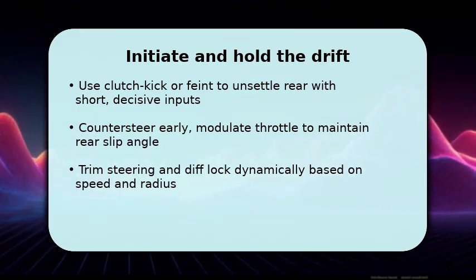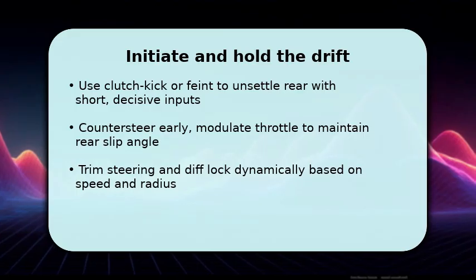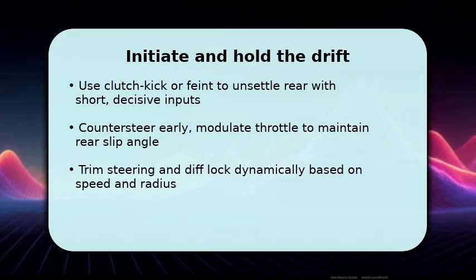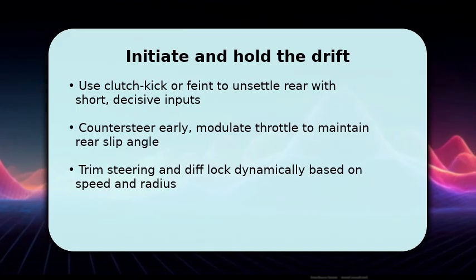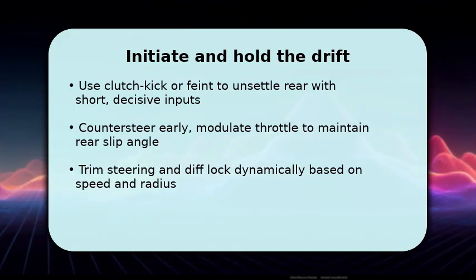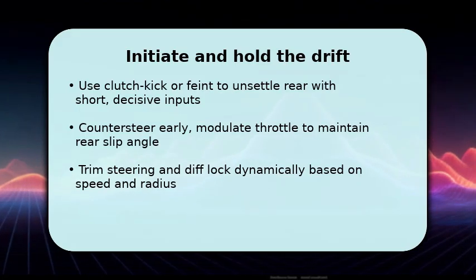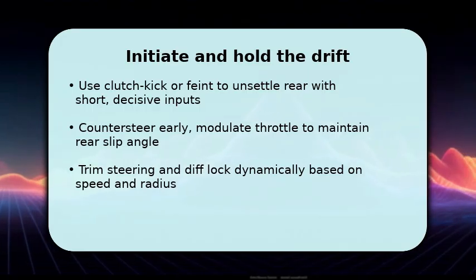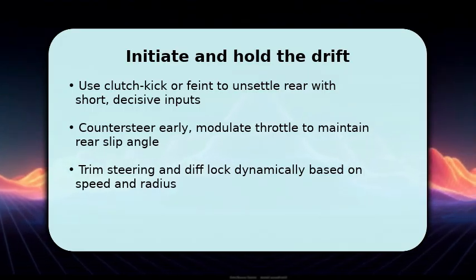While holding the drift, modulate throttle: increase to widen the angle, back off to tighten the arc. Also, adjust steering and diff trim on the fly depending on speed and turn radius. This tuning keeps you from over-rotating and lets you carry momentum through the middle of the corner.